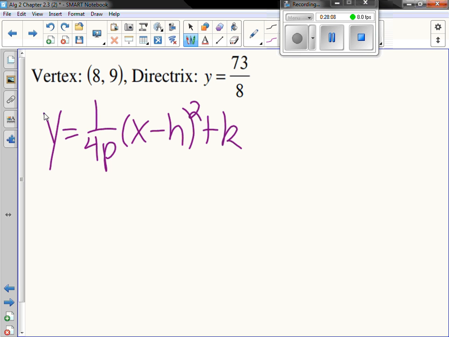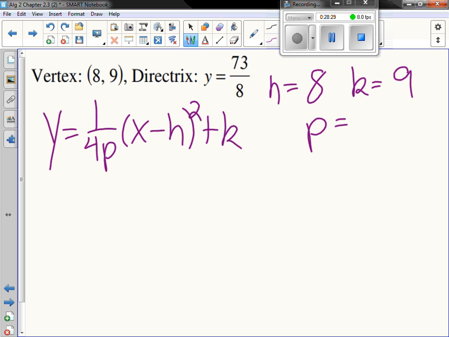All right. What is the value of H? It is 8, and K is 9. We still need to find the value of P.